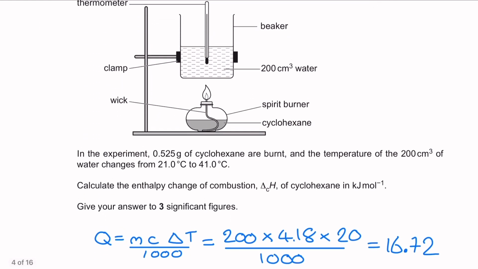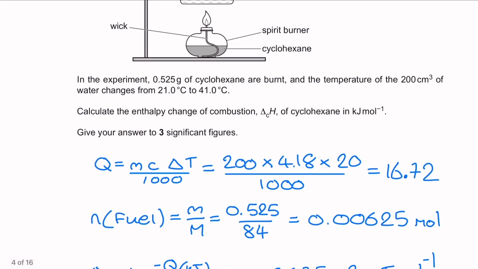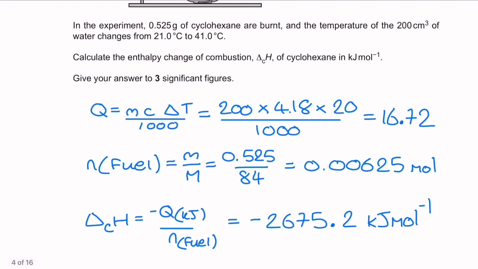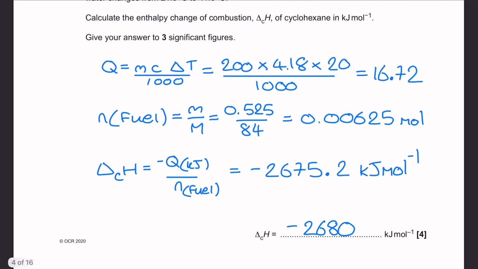Moving down the question, and we've got an obvious calorimeter set up just here. We've got a spirit burner, a beaker of water, a thermometer, all set up here. And in the experiment, we're told that 0.525 grams of cyclohexane are burnt, and the temperature of the 200 centimeters cubed of water changes from 21 to 41 degrees C. We need to calculate the enthalpy change of combustion for cyclohexane in kilojoules per mole. This is a really clear, practical scenario associated to the enthalpy topic from Module 3.